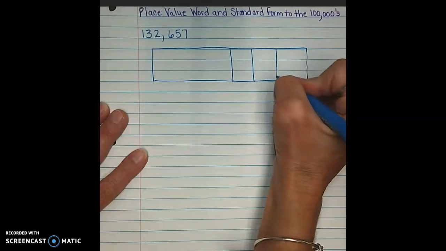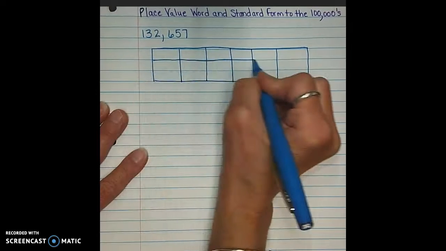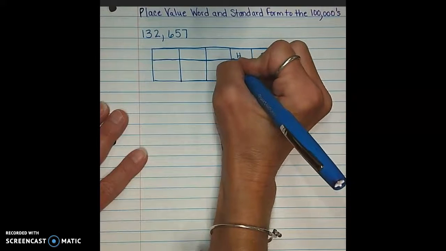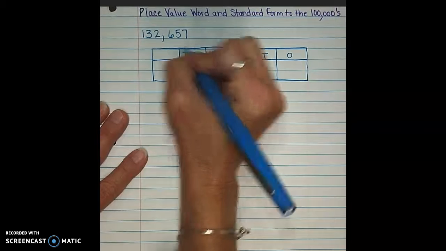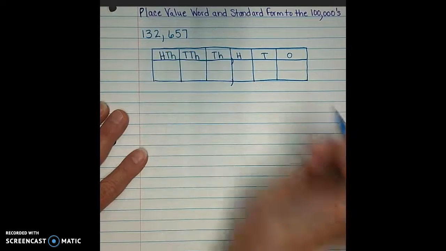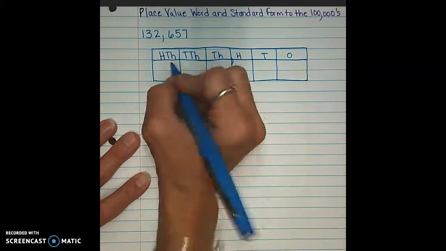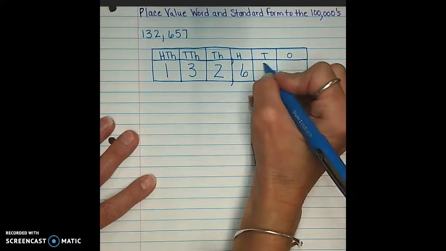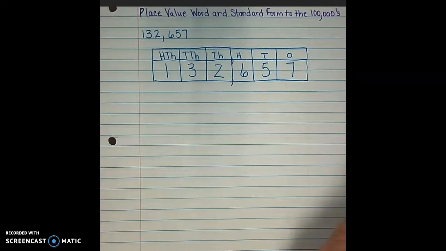I mark my places and label them. I have my ones, my tens, my hundreds, my thousands, my 10,000s, and my 100,000s. So then I put my number in the place value chart. It's 132,657. And that's how I sounded out to find out what words I'm going to use to write this number.